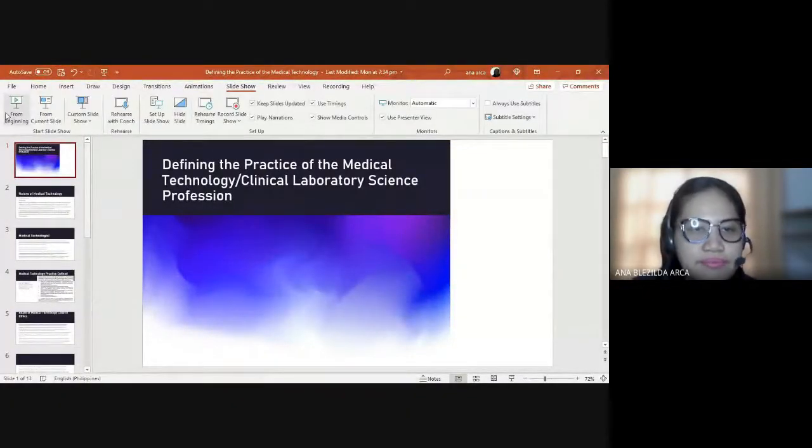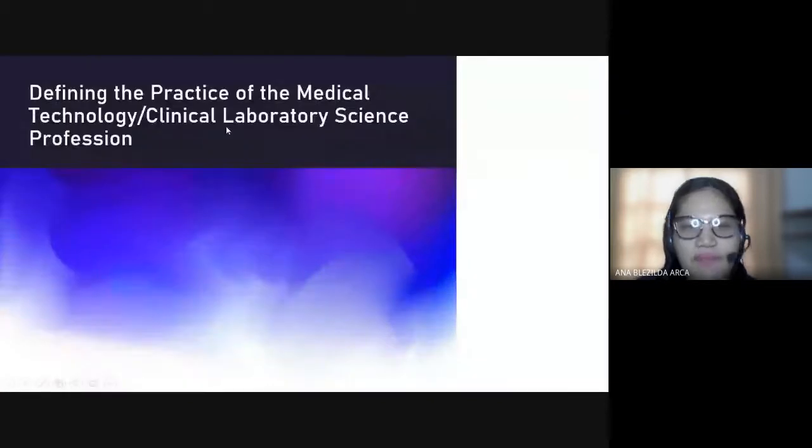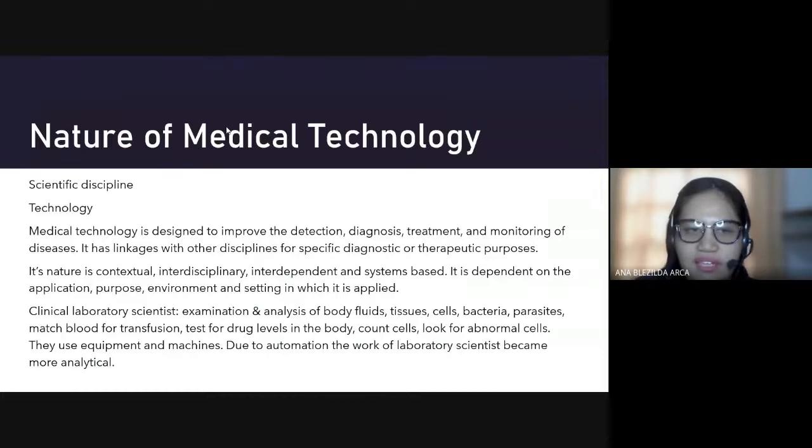Okay, let's start. Again, this is defining the practice of medical laboratory science or medical technology. So what is medical technology? What is the practice of medical technology? So ang tawag na natin ngayon sa ating course is clinical laboratory science or medical laboratory science. But the original name of our course is BS Medical Technology. And then when you graduate, you will be called as medical technologist. But now, since it is now called clinical laboratory science, when you graduate, you will be called clinical laboratory scientist. Okay, so that is our profession now.